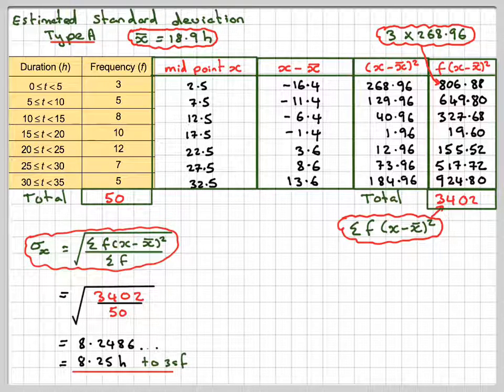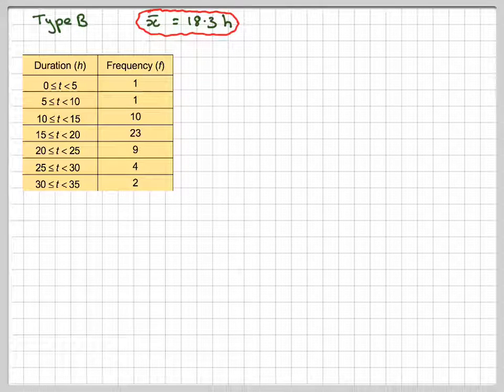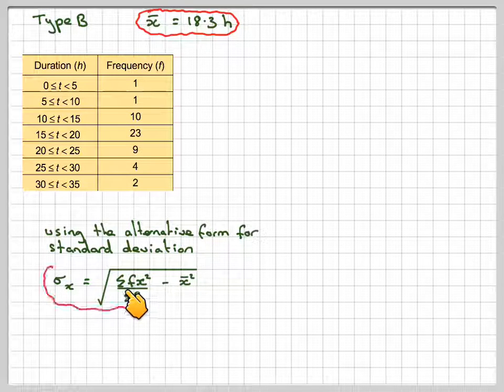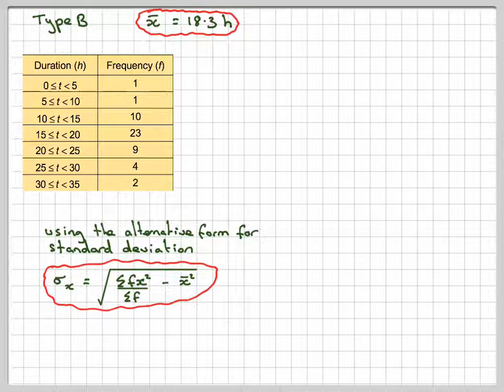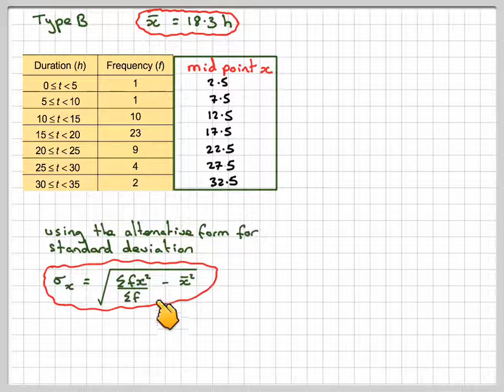Now, there is an alternative formula for this as well, which is very similar to the other one. I'm going to do it without proof. So x bar is 18.3 hours. The alternative formula would be this: the square root of sigma f x squared over sigma f, minus x bar squared. So again, we would need the midpoints, and this is the one you would use from your GDC as well.